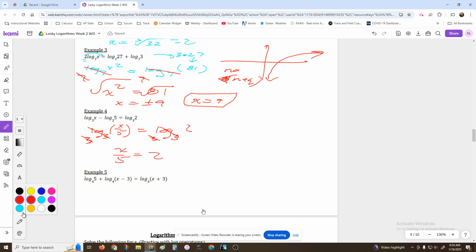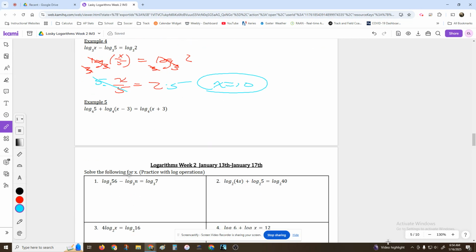How do we get rid of a fraction? We multiply by 5 on both sides. Little old school there. x equals 10. All right. A lot of this old stuff you guys know. We just have to keep working with the logarithms, and it's just going to take some practice.